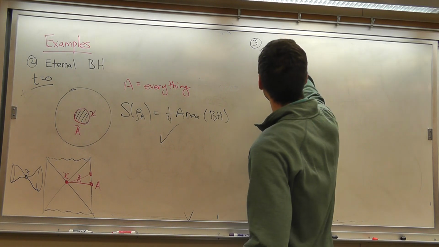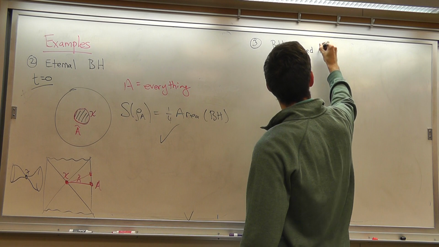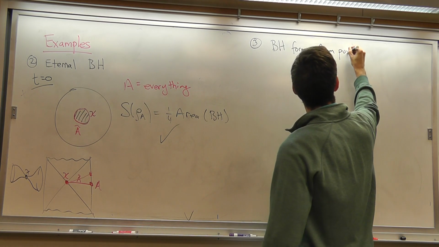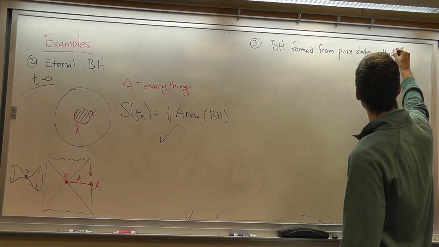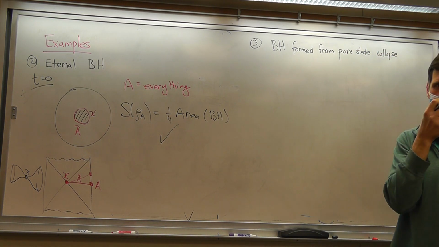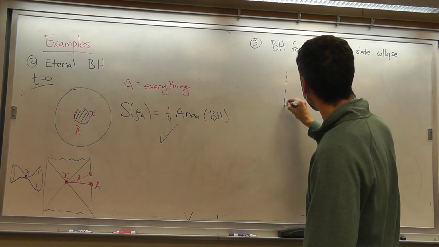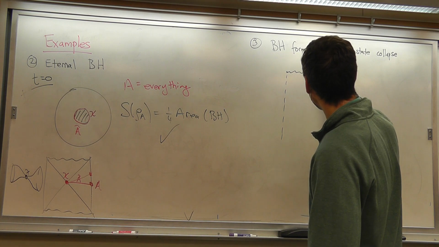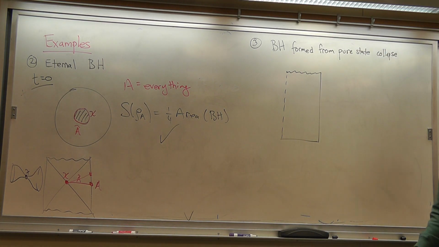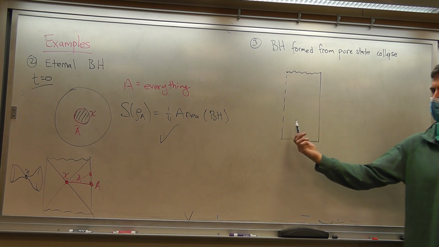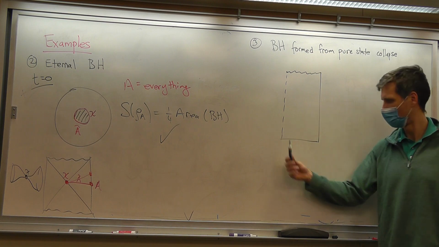Example 3, black hole formed from pure state collapse. This one's kind of cheap, but couldn't resist. Okay, so what does this mean? A black hole formed from collapse doesn't have the other side of the Penrose diagram. It just looks like this. The dashed line is just r equals 0 in polar coordinates. It's nothing fancy, nothing special.